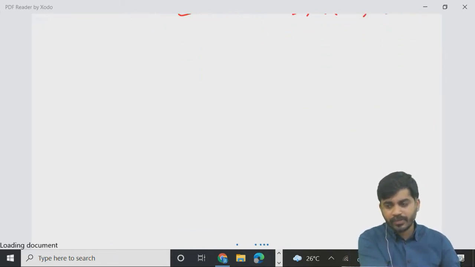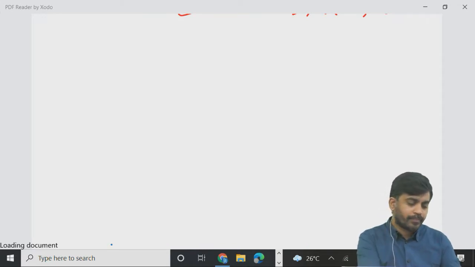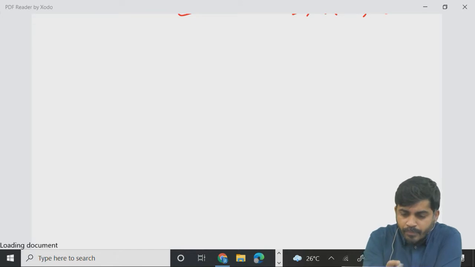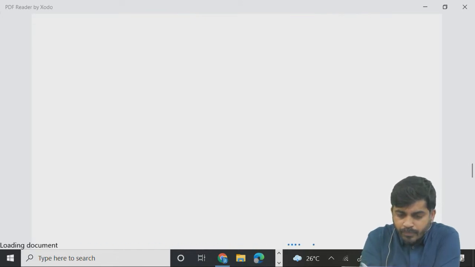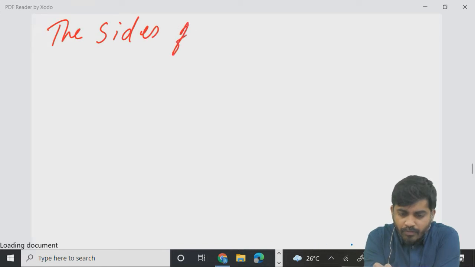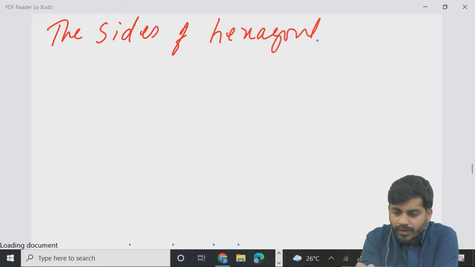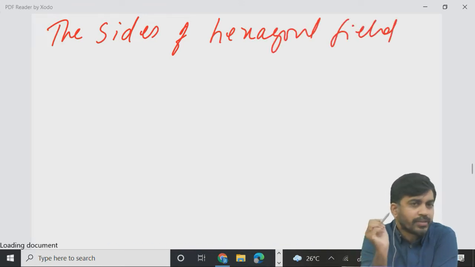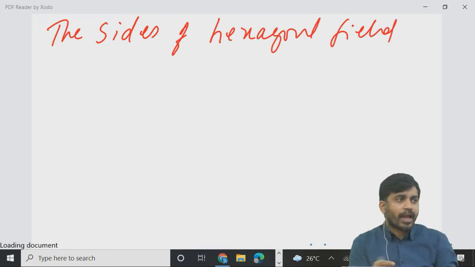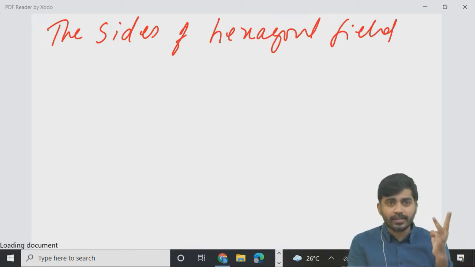Note down a question, a previous year question. The sides of a hexagonal field. Hexagon means a closed figure having 6 sides. If there are 4 sides, generally it is called quadrilateral. If there are only 3 sides, it is called triangle. Okay, hexagon means 6 sides.